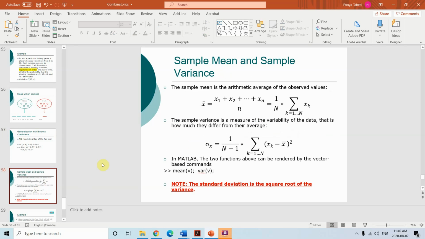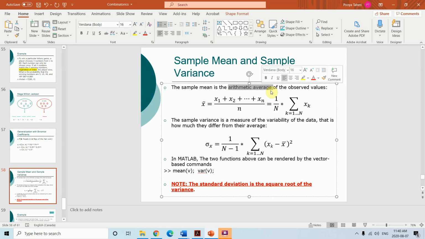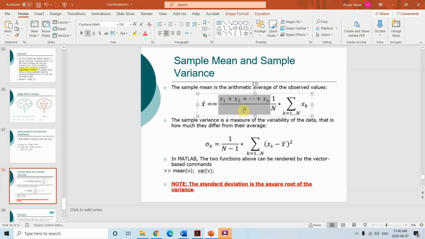A little bit about statistics. If you have n different numbers, the mean or the average can be calculated like this, the arithmetic average. There are other kinds of averages. The arithmetic average is calculated by a summation of all n numbers divided by the total number of numbers that we have.